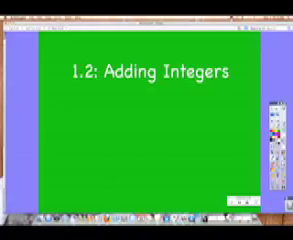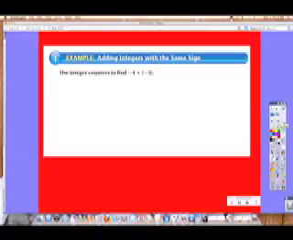Okay, first one, visual. So we're going to talk about adding the integers -4 plus -3. So in that awesome, huge blank spot, just write it a little bit bigger. -4 plus -3. Now there's parentheses around this -3.